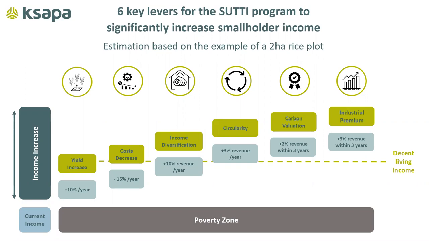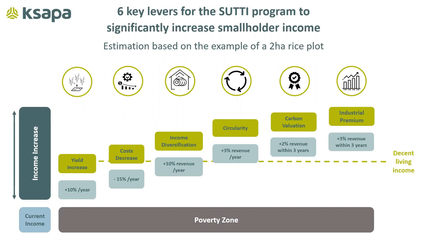Circularity also is very important. We think about waste management, how to reuse and recycle the waste and the resources that you can find on the farm. Working with all the stakeholders of the supply chain, you can also set industrial premium, as I mentioned earlier. And the different expertise of Ksapa enable us also to explore the potential of the carbon footprint. And usually we can have significant decrease of the carbon footprint that can be valorized in carbon credit. So this is an example of the different compartments in and around the farm.